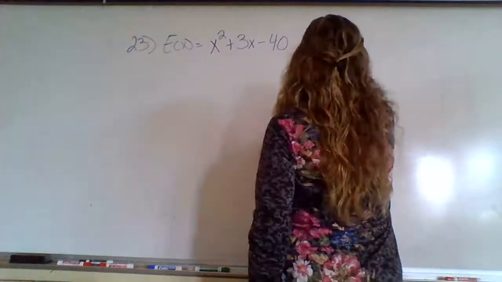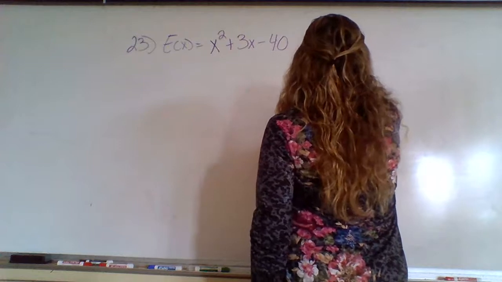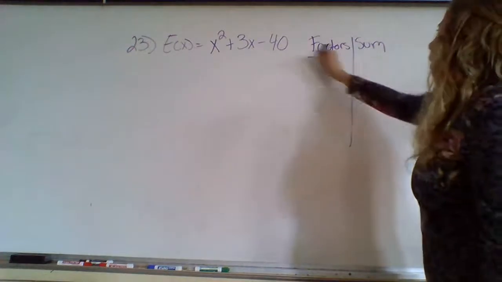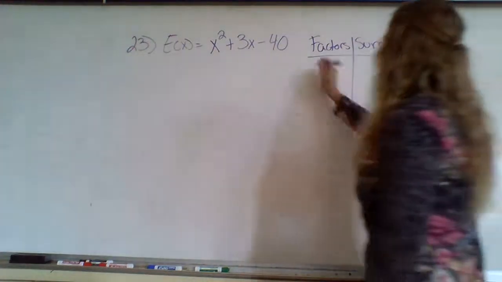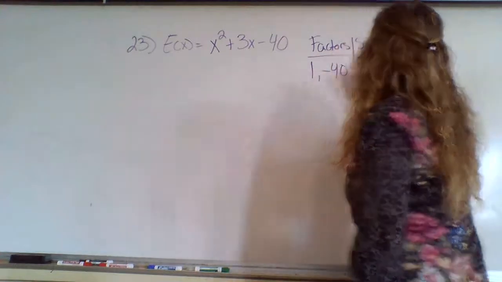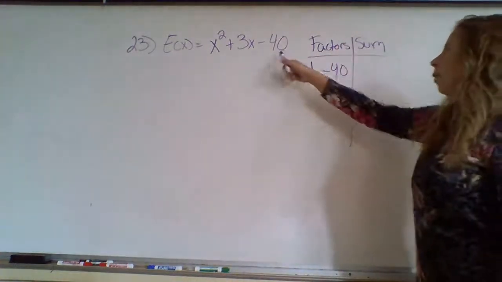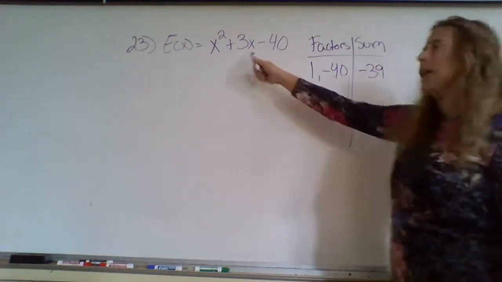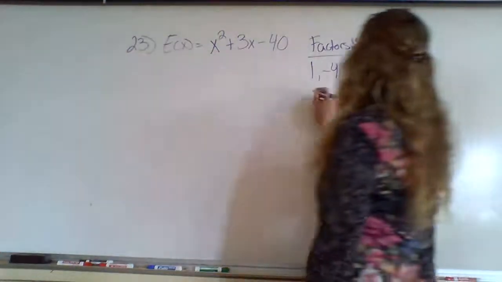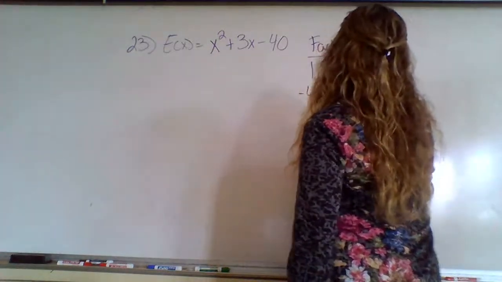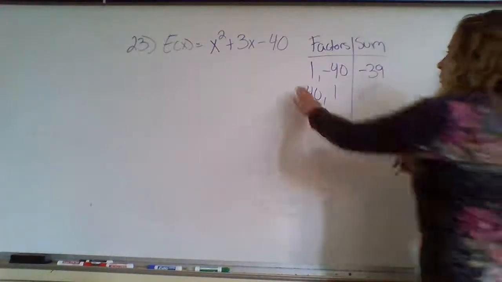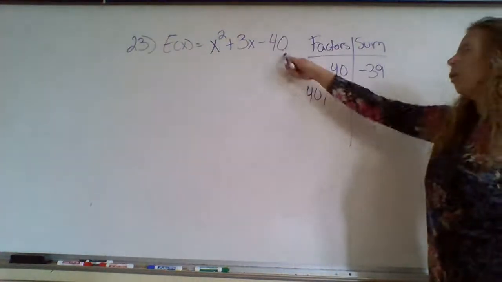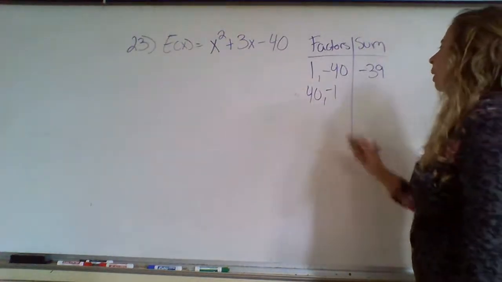So here, I'll do factors and whatever they add up to, so the sum. Can you see this? Yes. All right, so factors of negative 40. Well, I have 1 and negative 40. If I multiply those together, I get negative 40, but if I add them, I get negative 39. I need to get 3, so that's not it. What about positive 40 and negative 1? They multiply together to get negative 40, but do they add up to 3? No, you get positive 39.